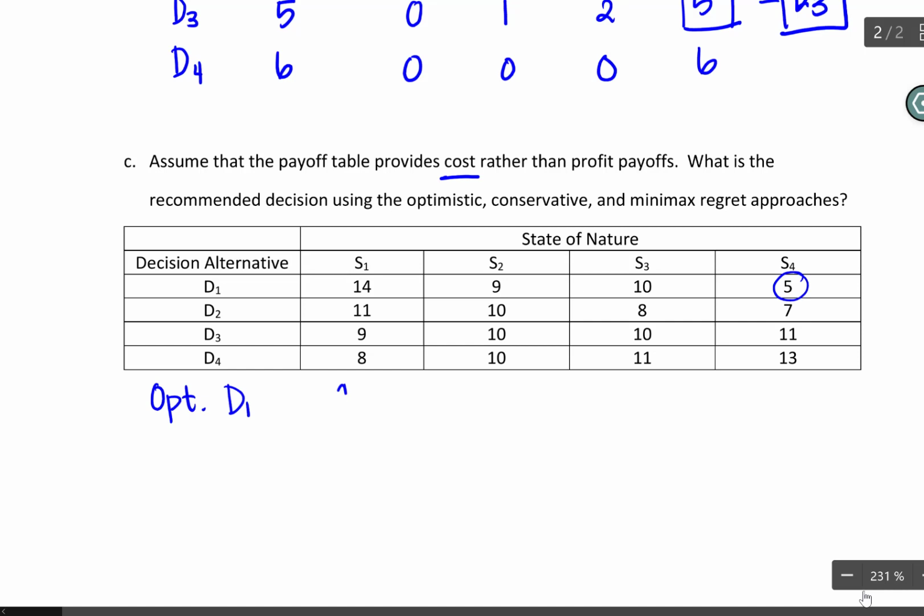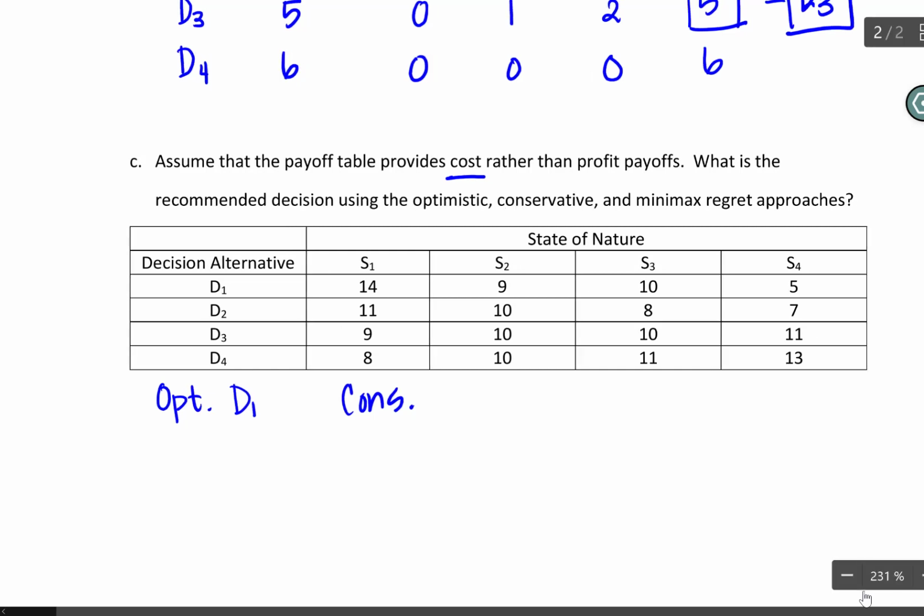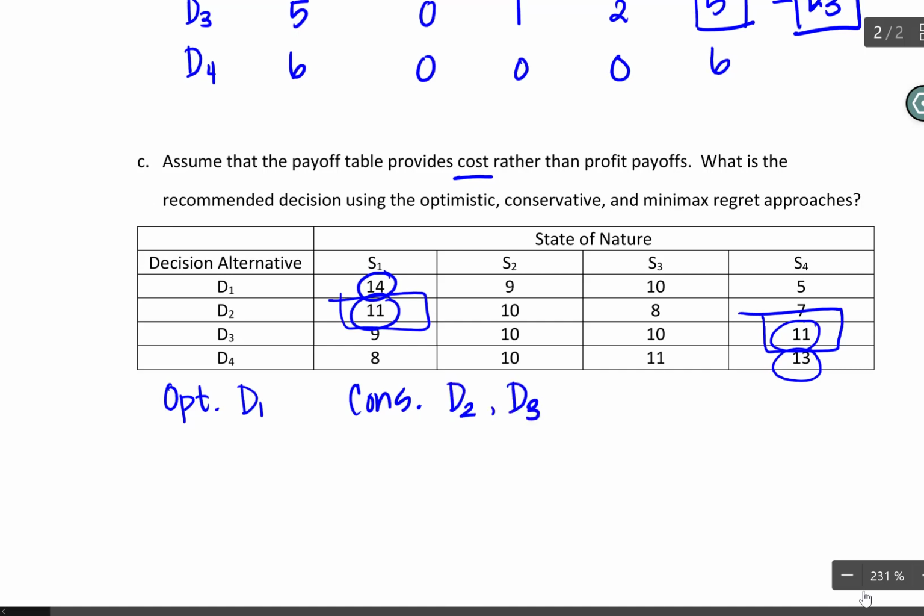Then we want to look at conservative, the conservative approach. So remember, that's the best of the worst. So we have to figure out what the worst scenario is for each decision alternative. Then we're going to pick the best one of those. So go along the row, and the worst for decision alternative 1 would be 14. That'd be paying the most money. Then here we have an 11, 11, and 13. So in the conservative approach, you can see that we have an 11 for decision alternative 2 as well as decision alternative 3. So with the conservative approach, you could choose either decision 2 or 3.